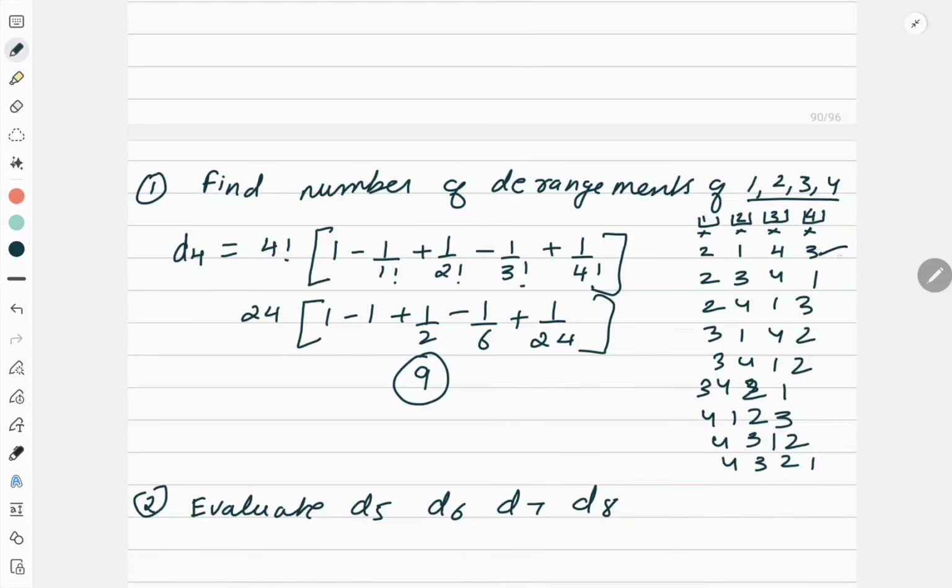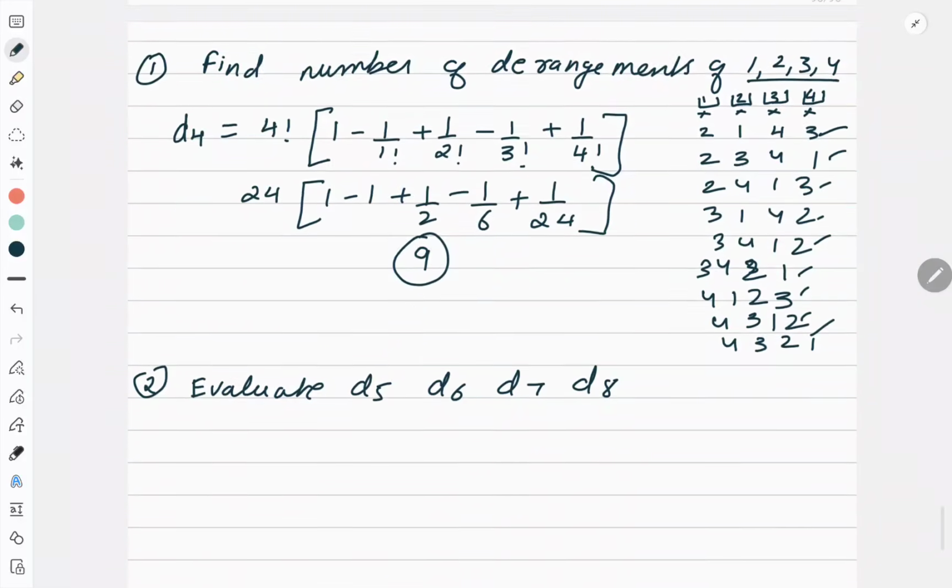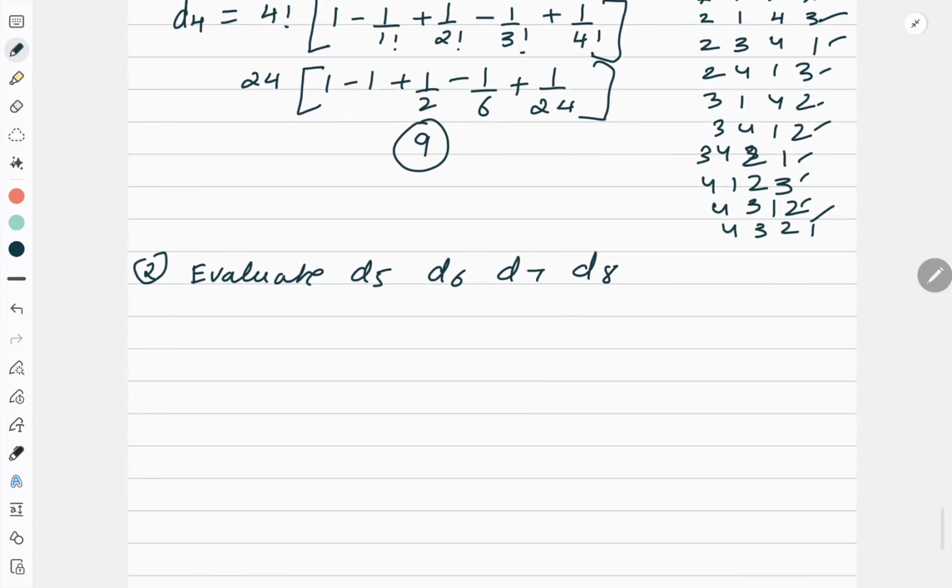So let me cross check. 1, 2, 3, 4, 5, 6, 7, 8, 9. I am done. Understood? So this was one simple example. Now let us see this. If I am finding out D5, what will I be doing?